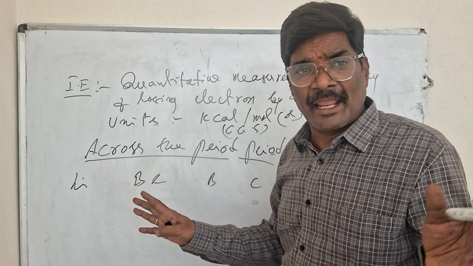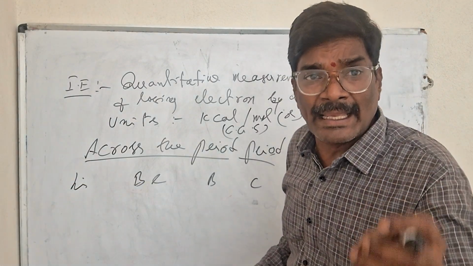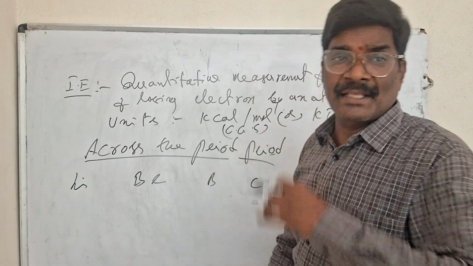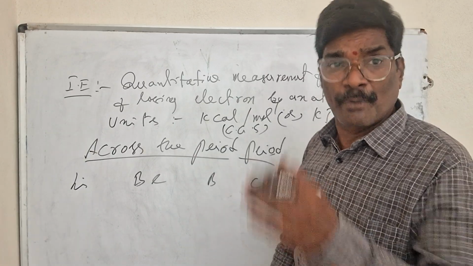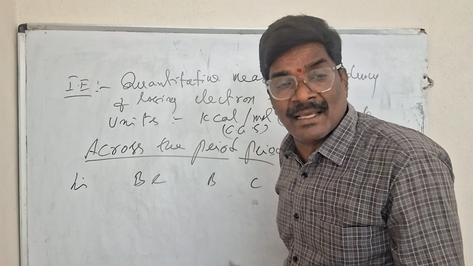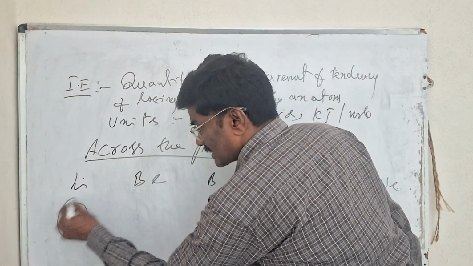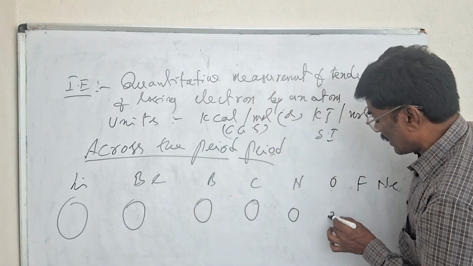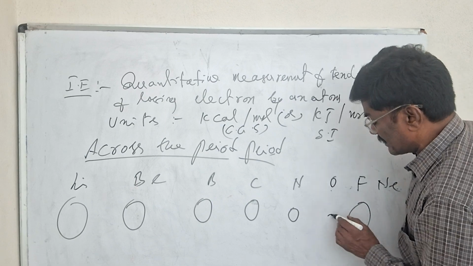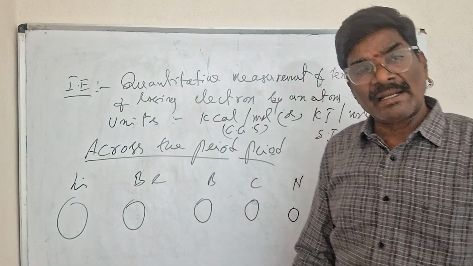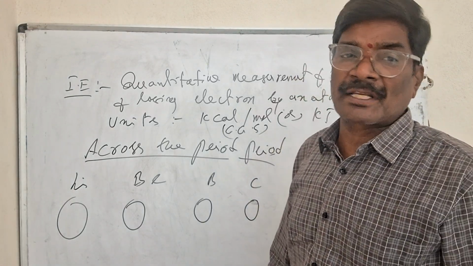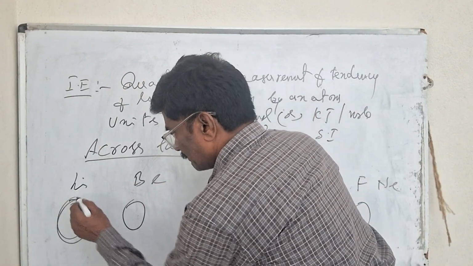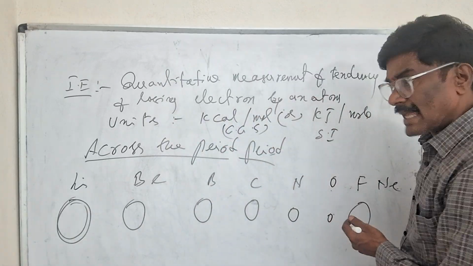The general trend from left to right is an increasing trend. IE values increase because left to right size decreases. Lithium is a big atom, beryllium is a little smaller, boron is a little smaller, then carbon, nitrogen, oxygen, fluorine. Size will tell you the trend of ionization enthalpy. How? Let us see now. Here, lithium is a big atom, and left to right size decreases.